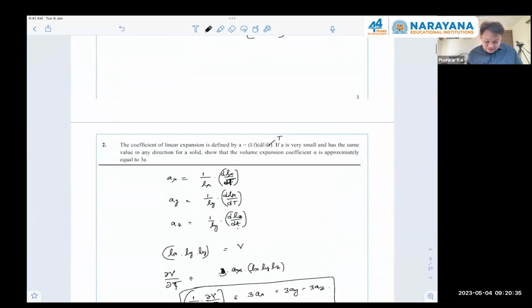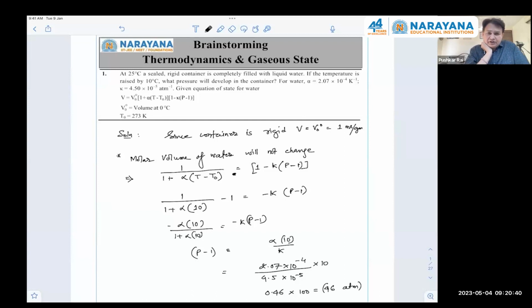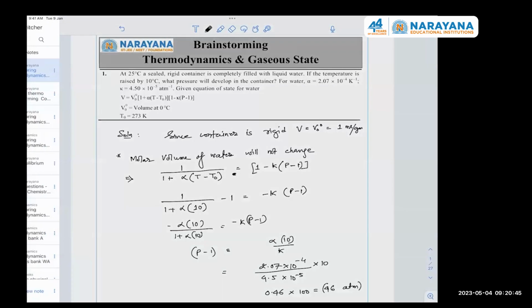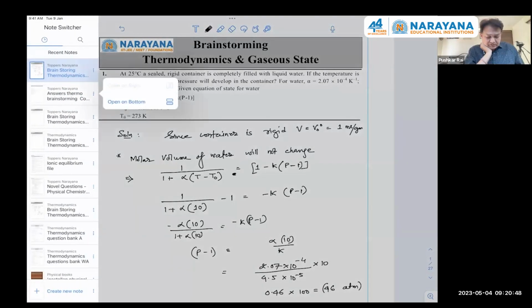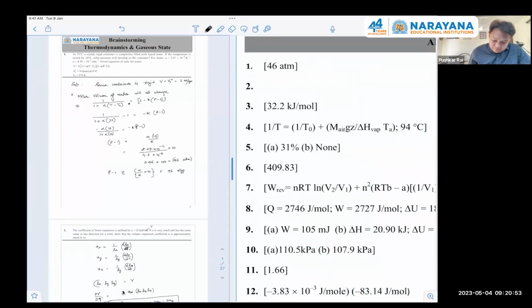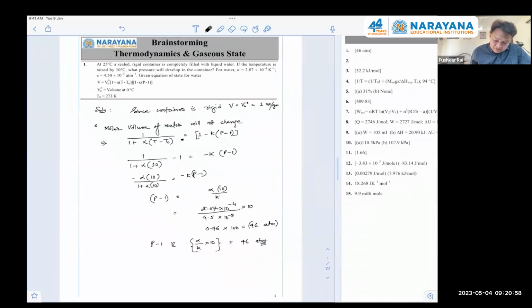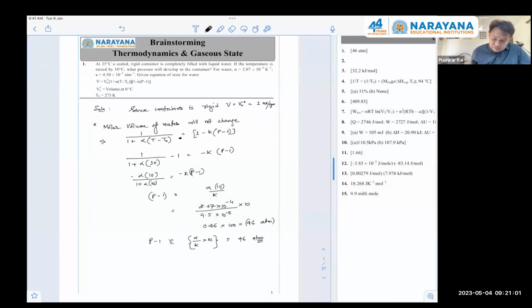Okay, next question is very simple. And the first question, have you done the first question also with Prakash? Answer is not matching. What answer are you getting? 162. It is 46 atm. So what you have done, I don't know. Please share your solution. It will be very interesting to see. But I have shown you that equation I have given. This is the equation of state of a liquid. So we have just done this. Do you see the solution?